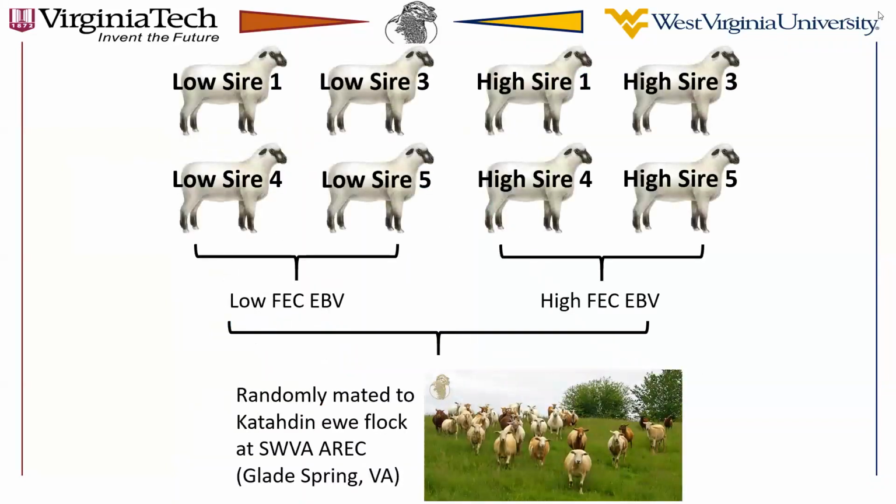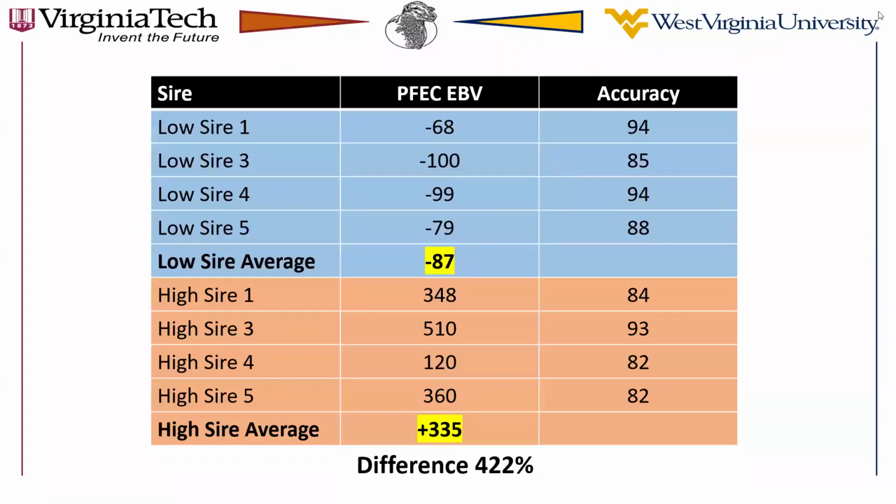So what have we done here at the research farm besides the ram test? Basically we took some extremely high sires for fecal egg count EBVs and extremely low sires for fecal egg count EBVs, and we mated them to our Katahdin ewe flock. So this just gives you the idea or the breakdown of that post-weaning fecal egg count EBV for the 4 low sires we used and the 4 high sires that we used.